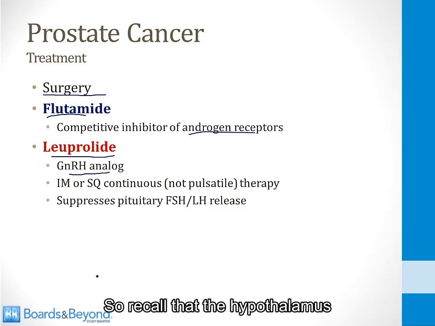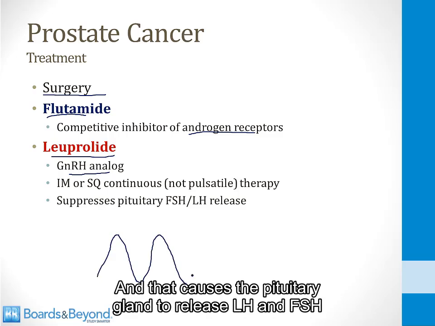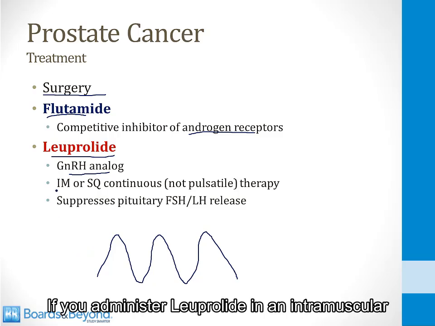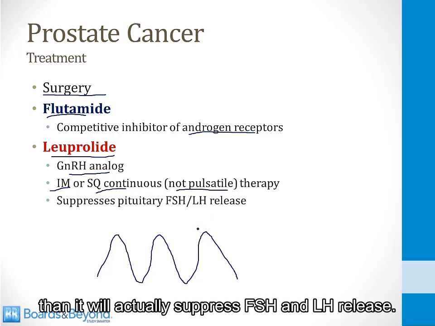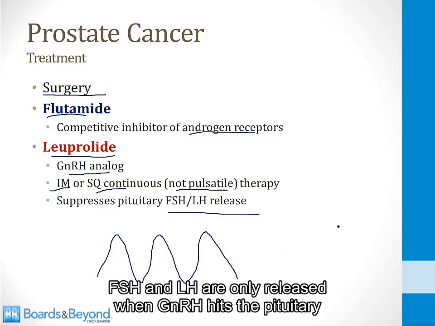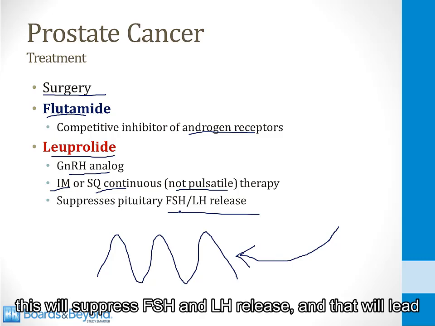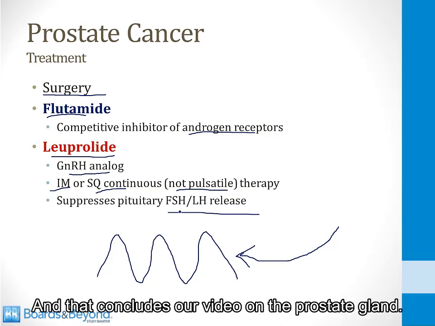So recall that the hypothalamus stimulates the pituitary gland to release FSH and LH by releasing GnRH in a pulsatile manner, and that causes the pituitary gland to release LH and FSH, which can drive androgen production from the testes. If you administer leuprolide in an intramuscular or subcutaneous fashion, in other words, not a pulsatile fashion, then it will actually suppress FSH and LH release. FSH and LH are only released when GnRH hits the pituitary in a pulsatile fashion. If there's constant administration, this will suppress FSH and LH release, and that will lead to less androgen production from the testes. And that concludes our video on the prostate gland.